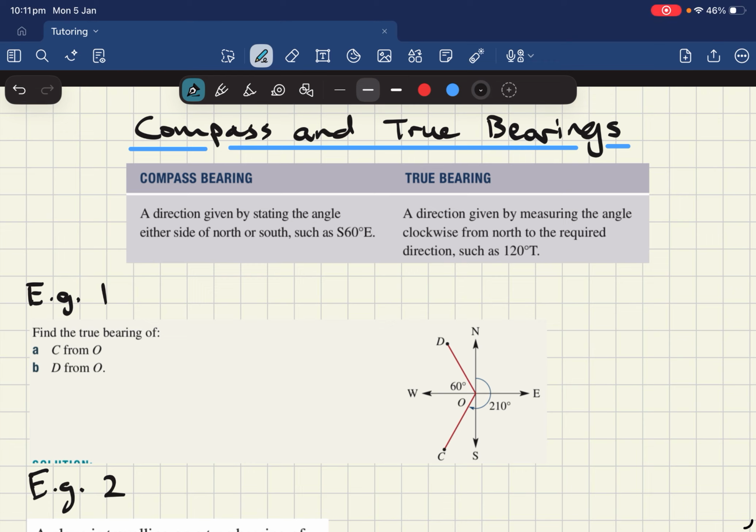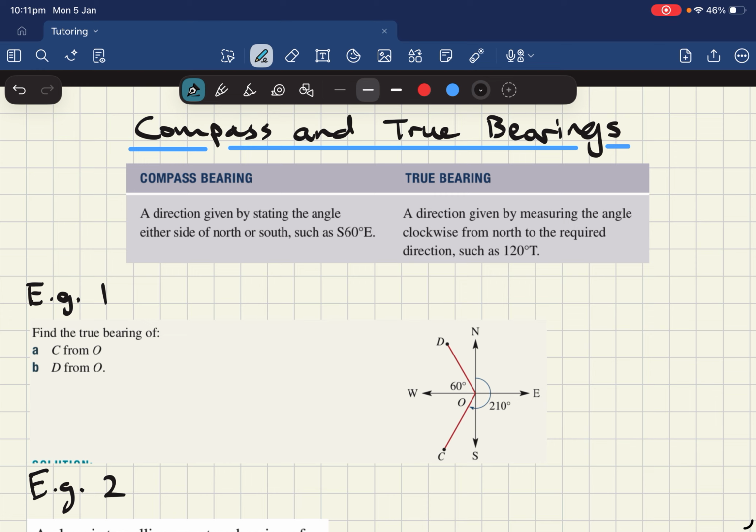So in this video, we are talking about compass and true bearings, another topic that we have covered before, but it is in the Year 12 Standard 2 course as its own thing, so it's important that we go over it one more time. Now, bearings deal with directions, right? It's essentially some kind of angle position of one point relative to another.